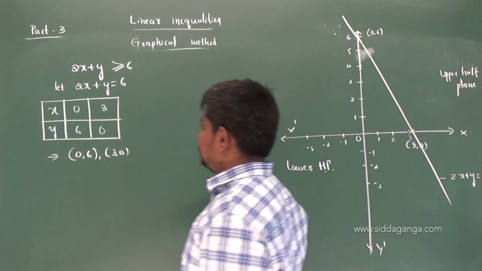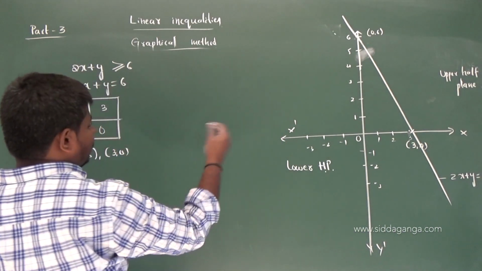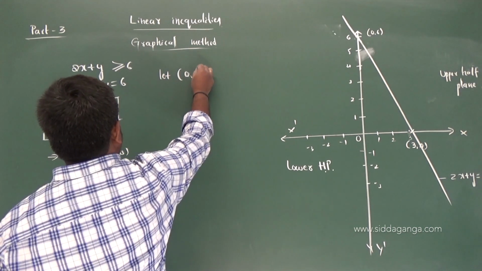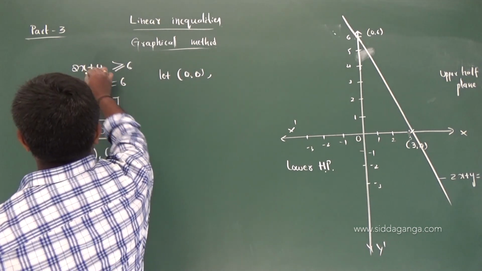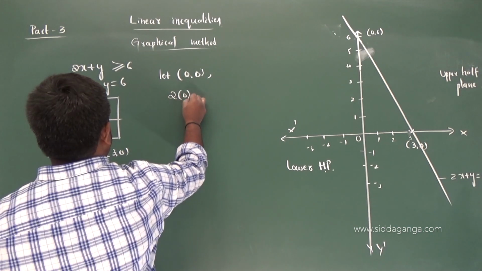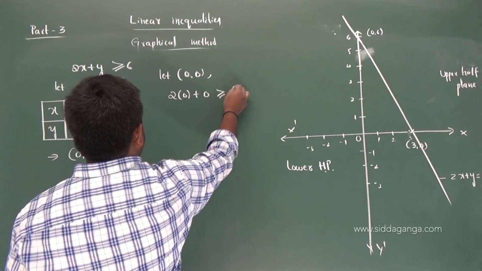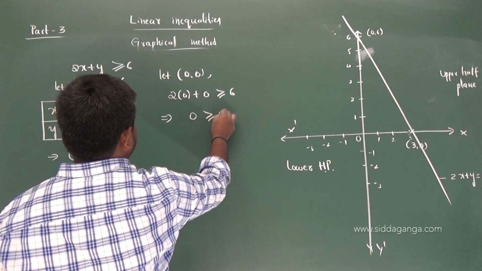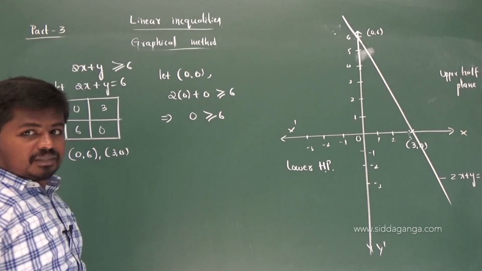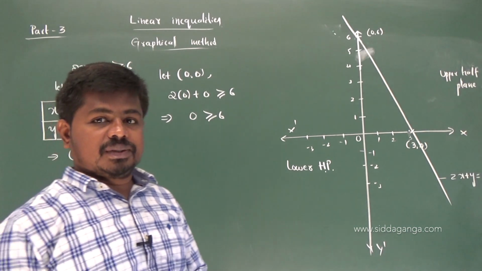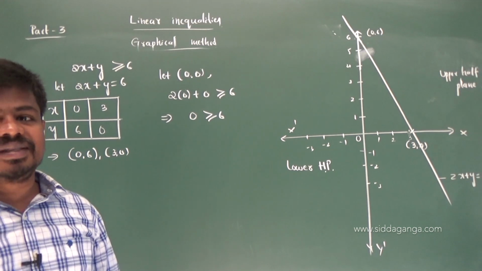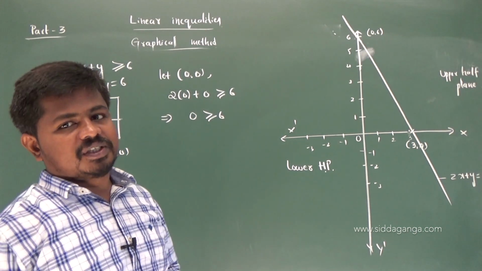Now the second step is what? Actually, consider any point from any plane. So for that, let 0, 0 be from the lower half plane. Substitute in this: 2 times 0 plus 0 is more than or equal to 6. This gives 0 is greater than or equal to 6, which is false. 0 cannot be greater than or equal to 6. Even 0 greater than 6 is not possible.